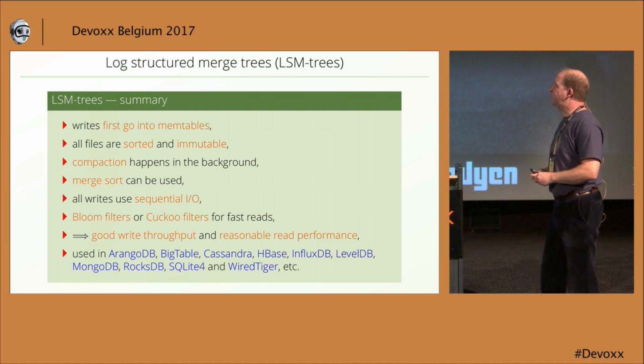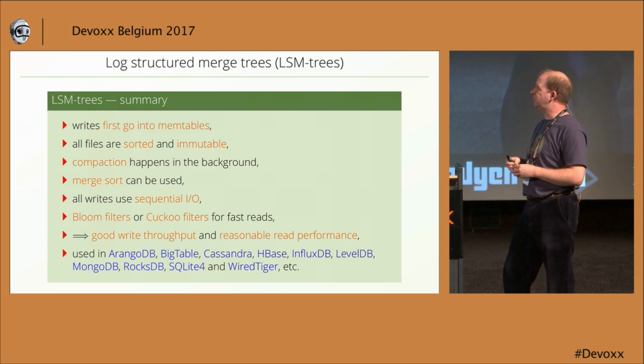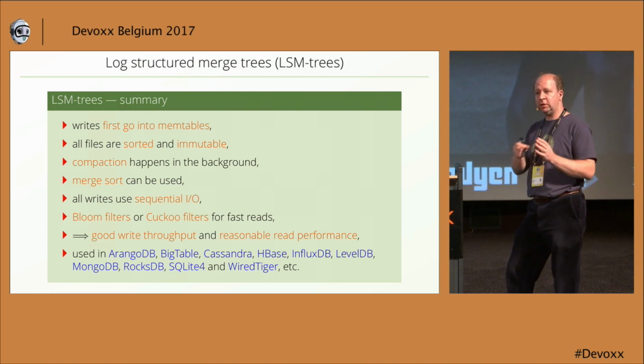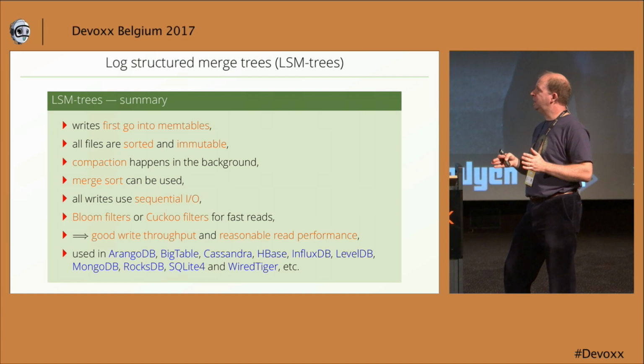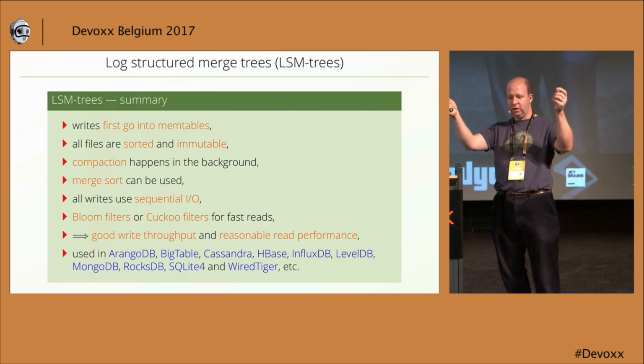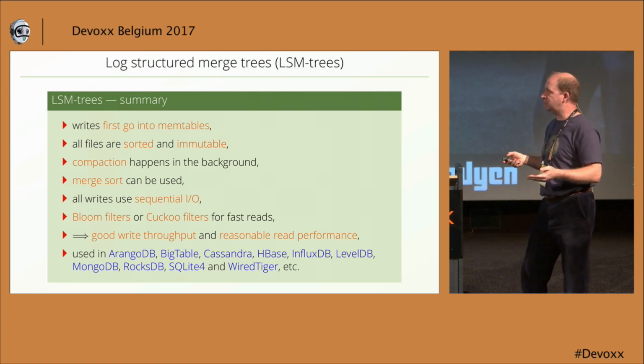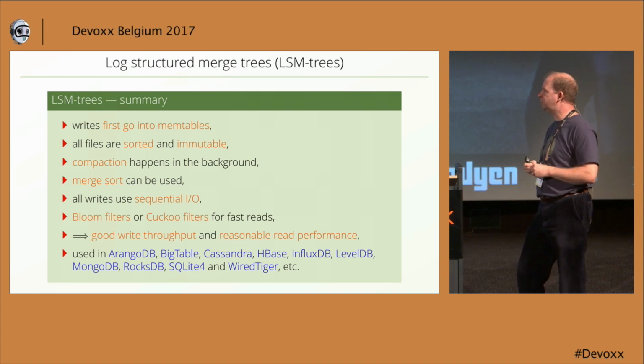So let's wrap this up by giving you an overview. I said writes go to mem tables in level 0. All files are sorted, and once they are closed, they are immutable. It's only the compaction, which happens in the background, which takes a bunch of these and merges them to something further down. You can use merge sort, so that's fine. And all writes use sequential I/O. And you need some kind of Bloom filters or the more modern Cuckoo filters for fast reads. And therefore, you get a good compromise between write throughput and read performance.